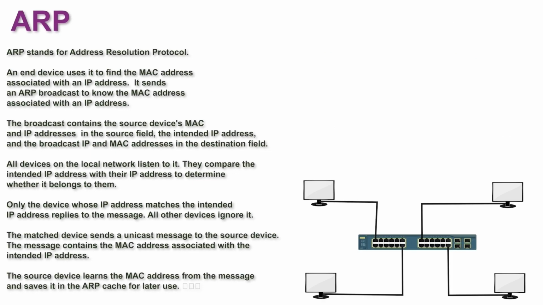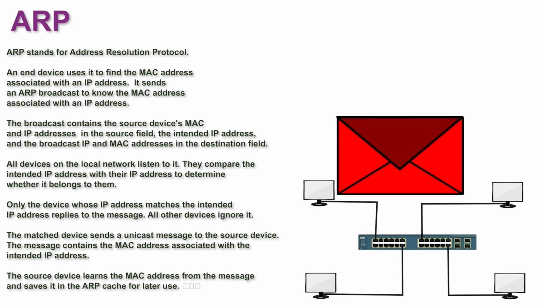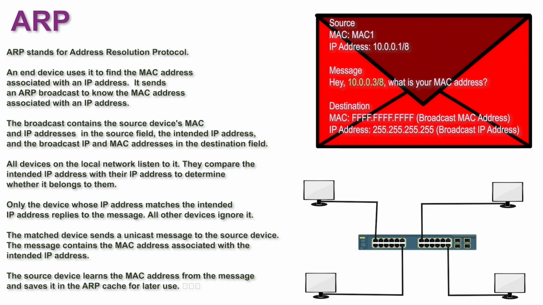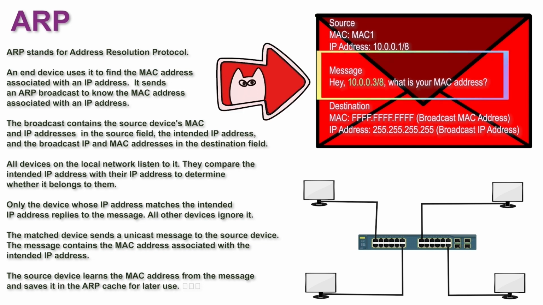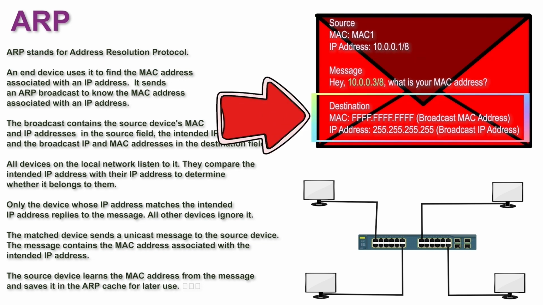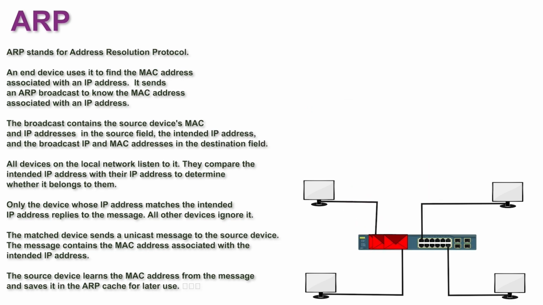ARP stands for Address Resolution Protocol. End devices use it to find the MAC address associated with an IP address. It works in 3 steps. The source device sends an ARP broadcast to know the MAC address associated with an IP address. The broadcast message contains the source device's MAC and IP addresses in the source field, the intended IP address, and the broadcast IP and MAC addresses in the destination field. Since the broadcast message contains the IP and MAC addresses that belong to all devices, all devices listen to it.